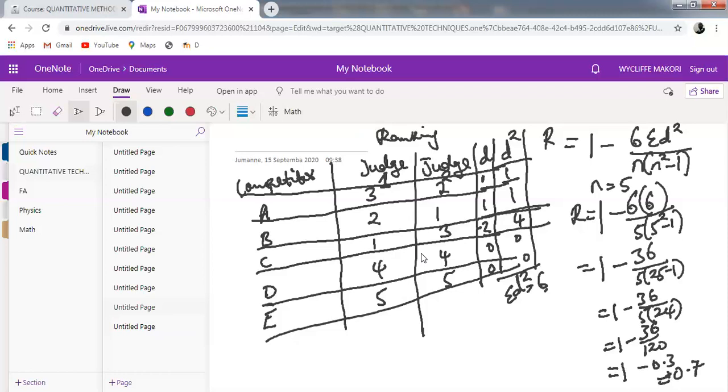As in, is it clear? Yeah, it's clear. Okay, that is how we get it.